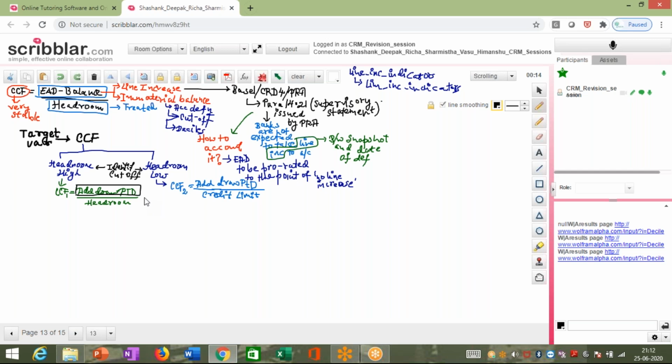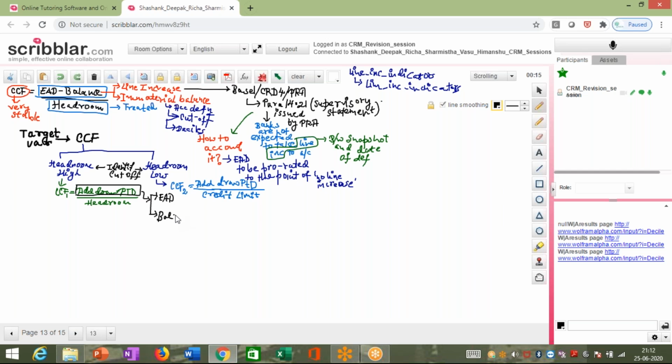Now, when I look into the additional drawings prior to default, there are two components to this. One of the components is the exposure at default, or the total exposure at the time when the account has defaulted. And the second component is the balance. Balance is something which we need to identify. So EAD minus the balance is your additional drawing, because we are looking into the additional drawings which have been made before the account has gone into default.